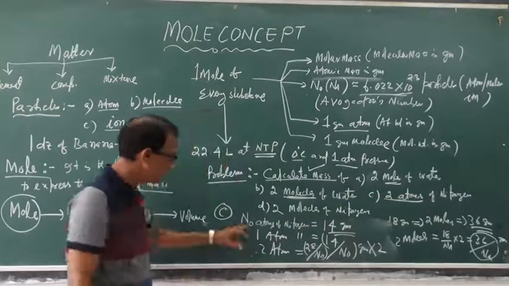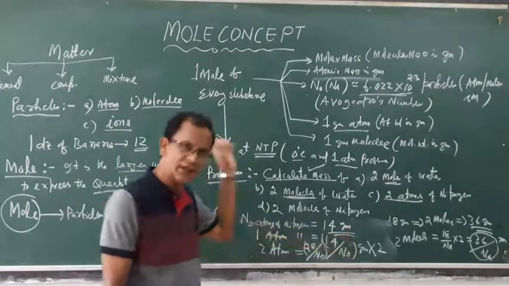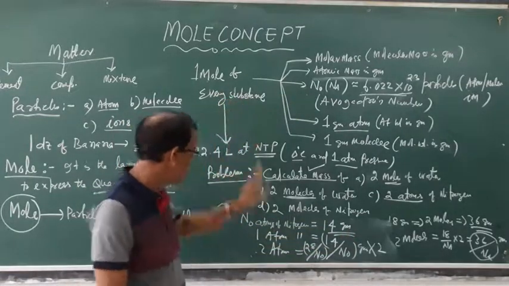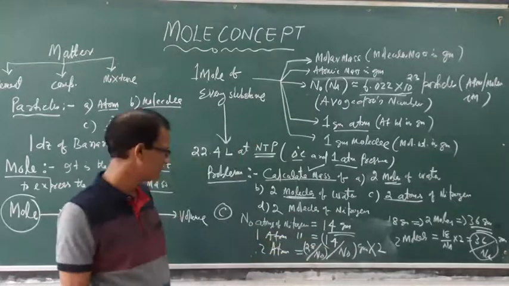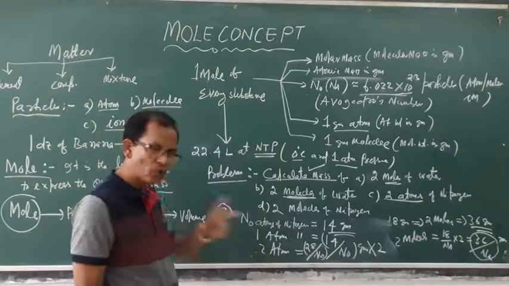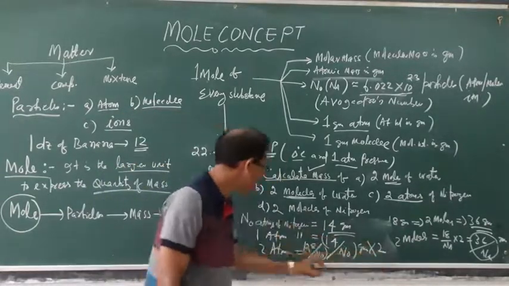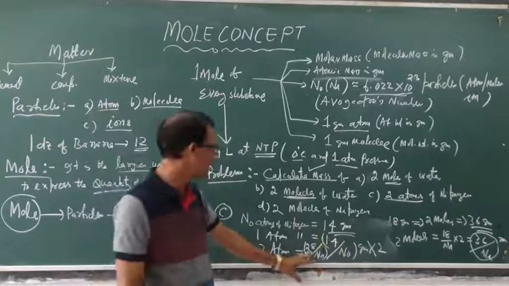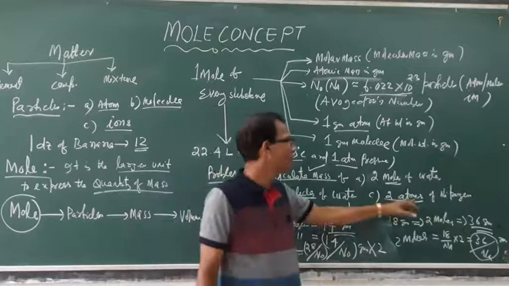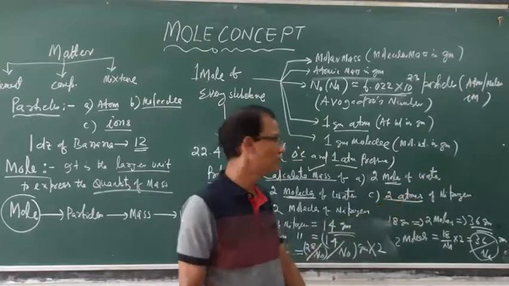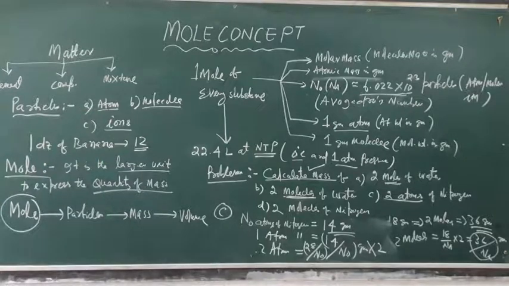So again I am repeating, N0 atoms of nitrogen equal 14 gram, because as per the definition, as per the formula, 1 atom is equal to 14 by N0. So 2 atoms will be 14 by N0 into 2, that is 28 by N0 gram of nitrogen, equal to 2 atoms of nitrogen. So this is regarding question number C.